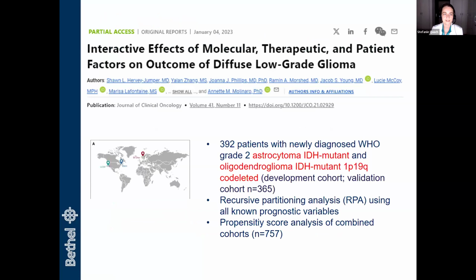to answer this question, the group around Hervé Jumper recruited 392 patients across 3 centers with grade 2 astrocytoma IDH mutant or oligodendroglioma IDH mutant 1p19q co-deleted in the development cohort, and they also included a validation cohort of 365 patients. And with these cohorts, they did a recursive partitioning analysis using all known prognostic variables, including extent of resection, and they also did a propensity score analysis of the combined cohorts to mimic a controlled trial.